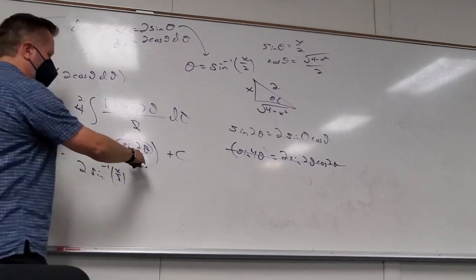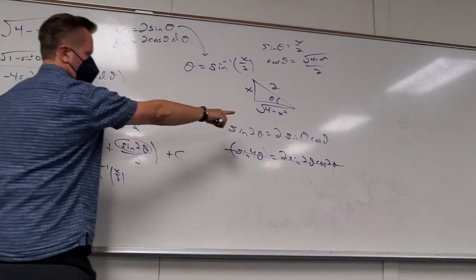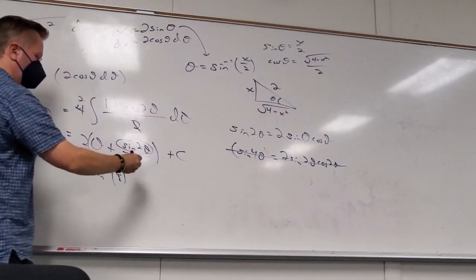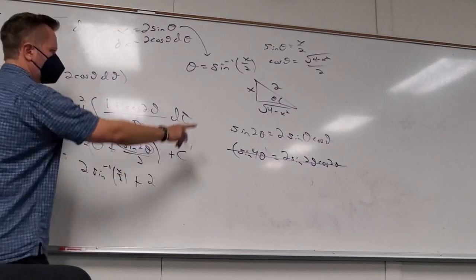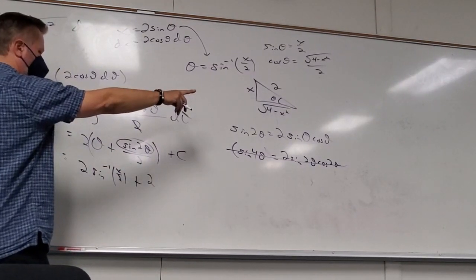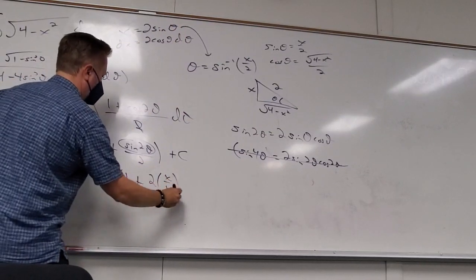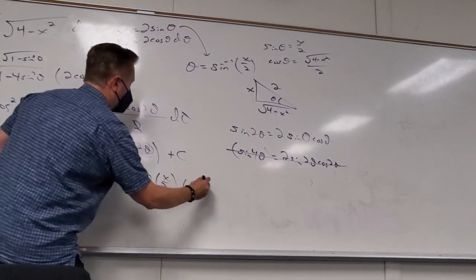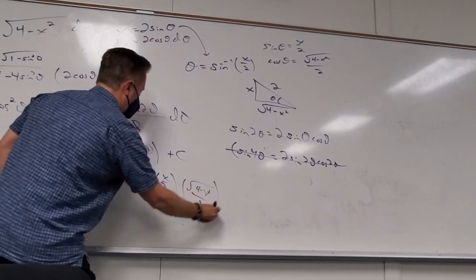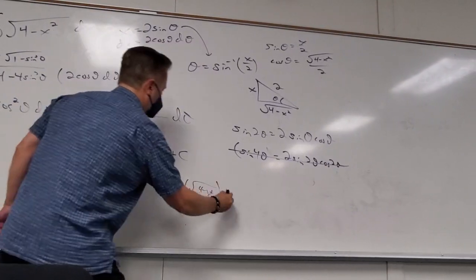So now I can do 2 sine theta cosine theta. So it'll be 2. What's sine theta? X over 2. What's cosine theta? Square root of 4 minus x squared, over 2, and then you can kill the 2, plus C.